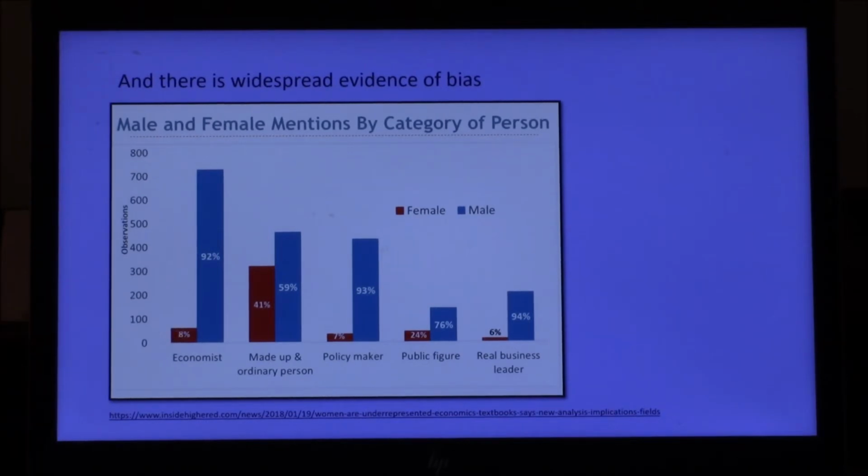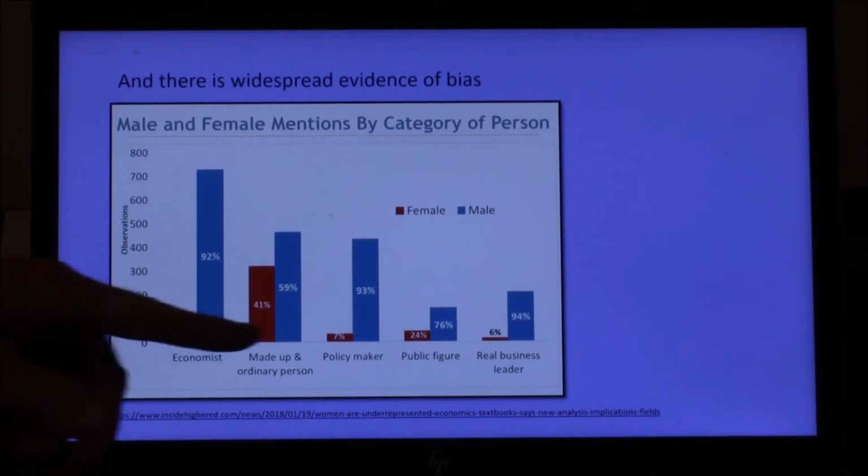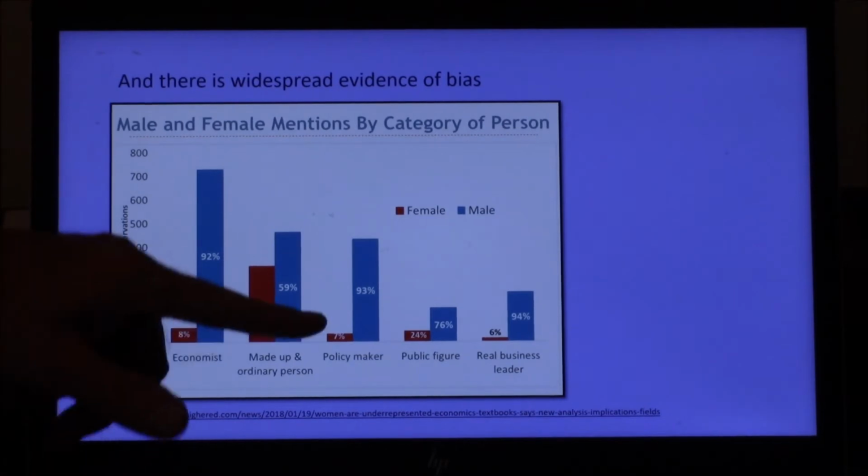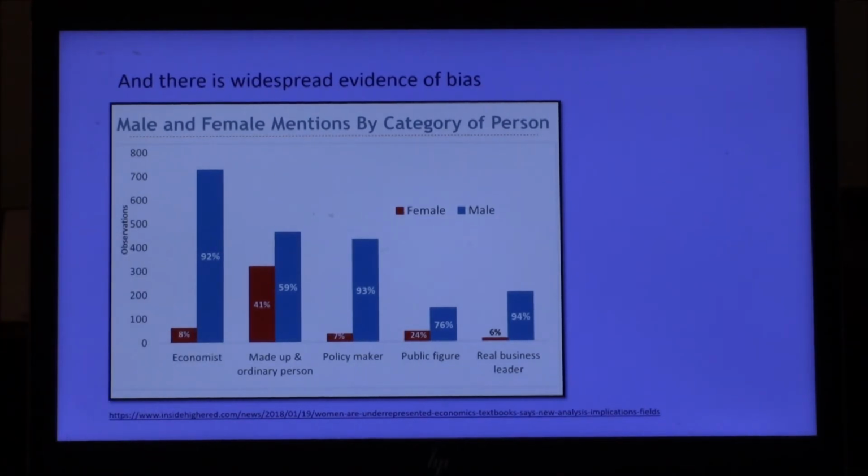92% of the time, whenever they referred to an economist in the book, it was a man. A made-up ordinary person was a man almost 60% of the time, and 40% a woman. A policymaker was even worse than economist: 93% of the time it was a man. Any public figure, you can see over here, 76% to 24%. And a real-world business leader, 94% to 6%.